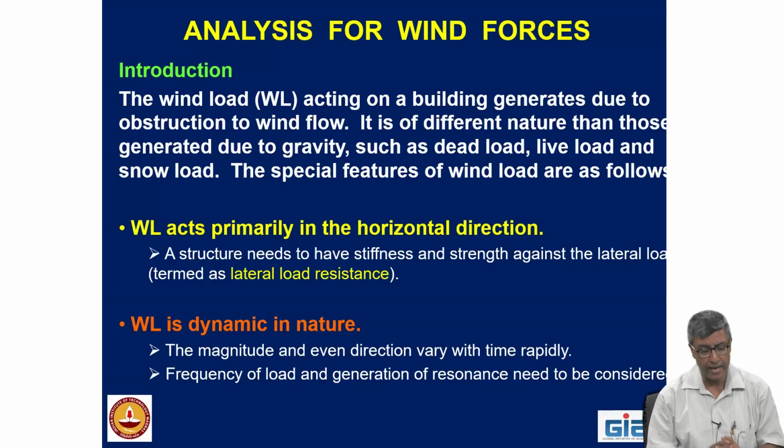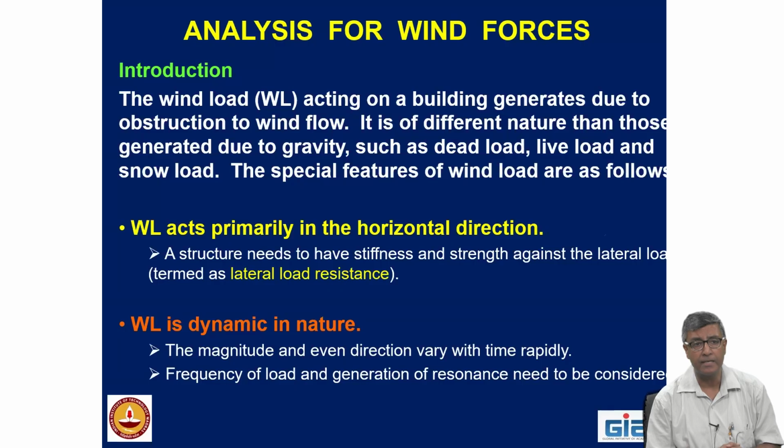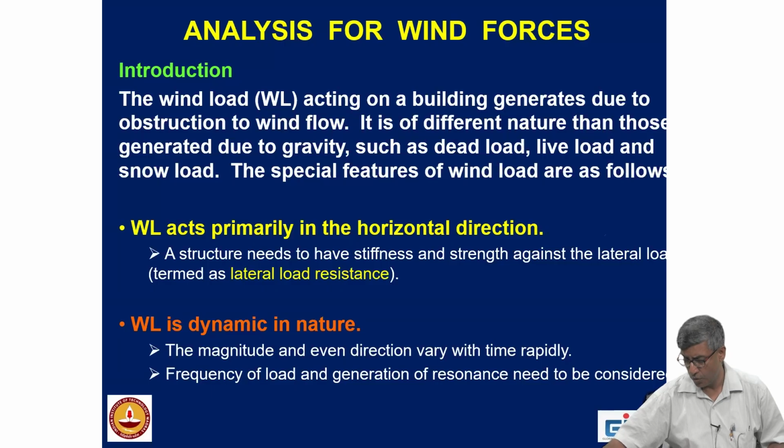Okay, wind acts primarily in the horizontal direction. Why am I saying primarily? Because if I'm talking of inclined roofs, as we have already seen in industrial structures, where they go for inclined roofs, then the loads are considered to be perpendicular to the plane of the roof. It is dynamic in nature, unlike gravity. Gravity is considered to be a static load, whereas wind load is dynamic.